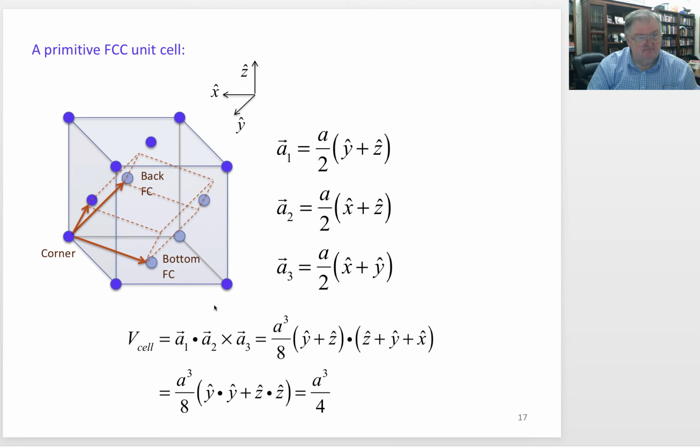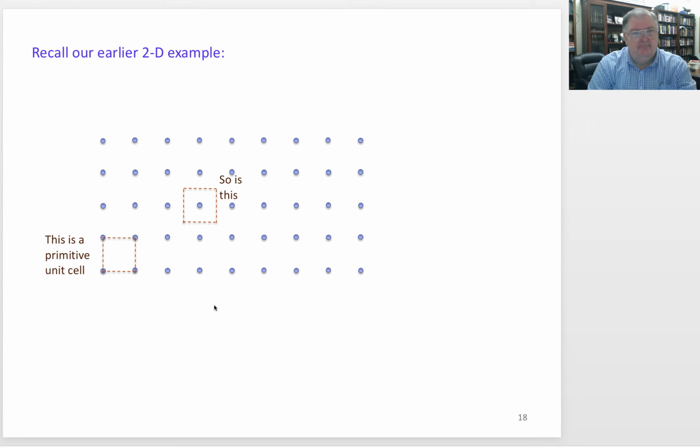Okay. I'm kind of just giving you here, saying these vectors form primitive unit cells. How can I get something like this? How could I construct something like this? Well, there's a technique called the Wigner-Seitz method, and it's based on the following idea.